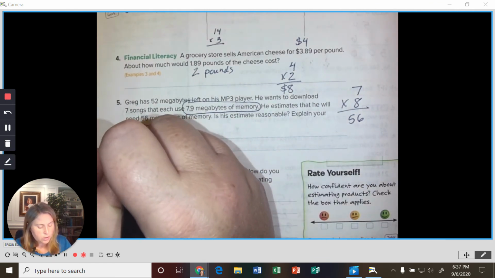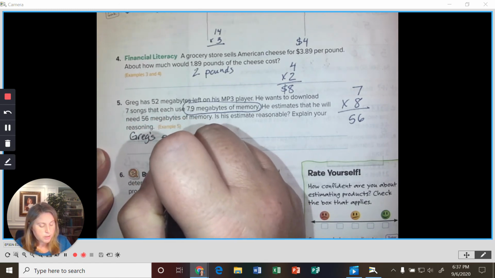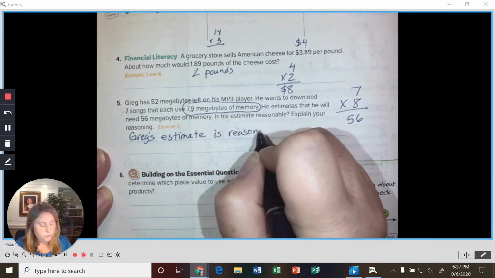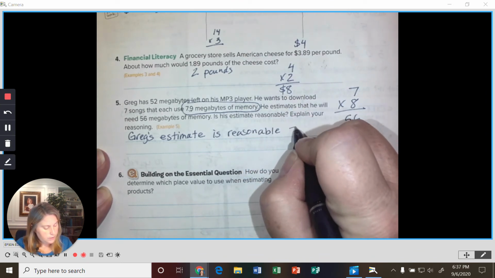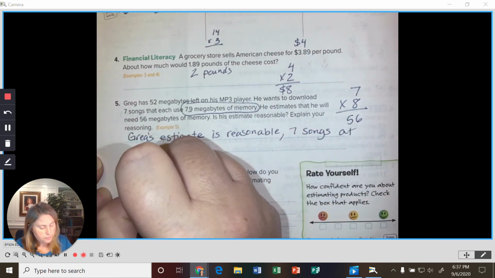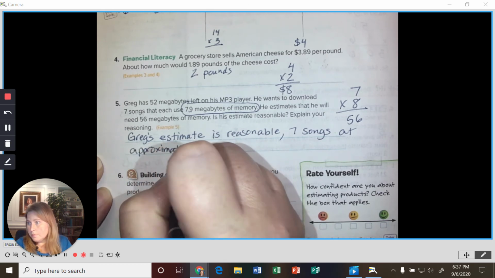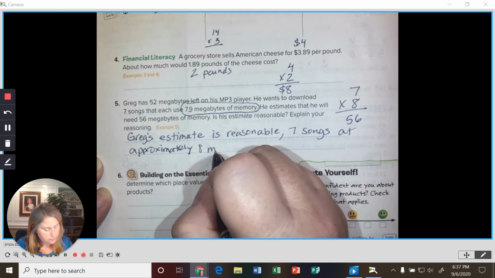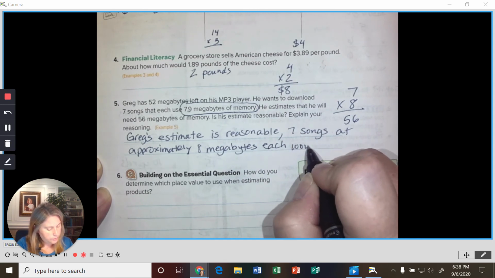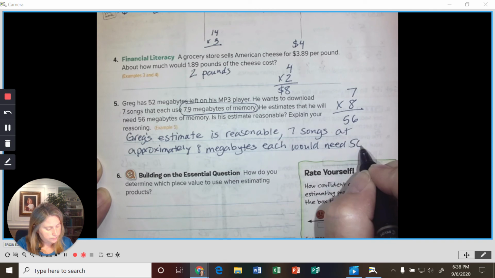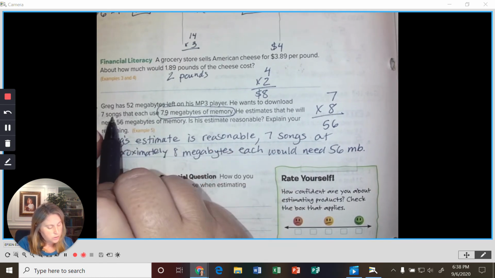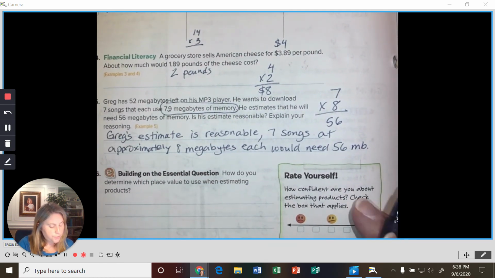Okay, so Greg's estimate is reasonable. Seven songs at approximately 8 megabytes each would need 56 megabytes. And so let's see here, if we wanted to be exact, we can multiply that out and see he won't have enough memory there.